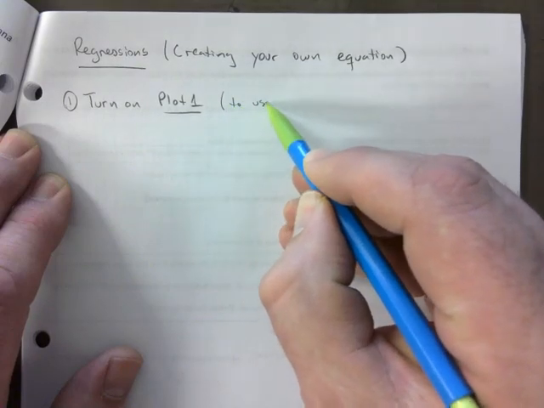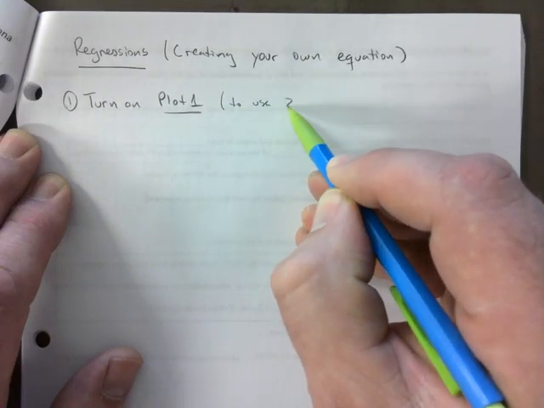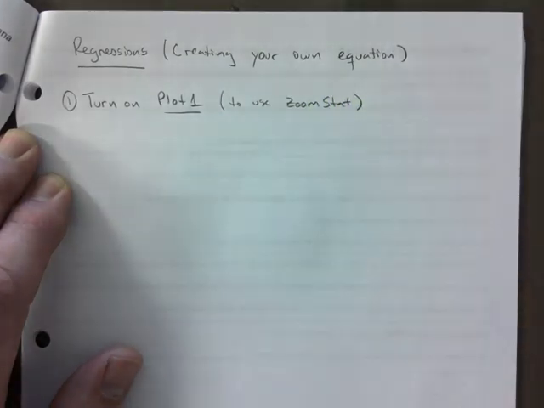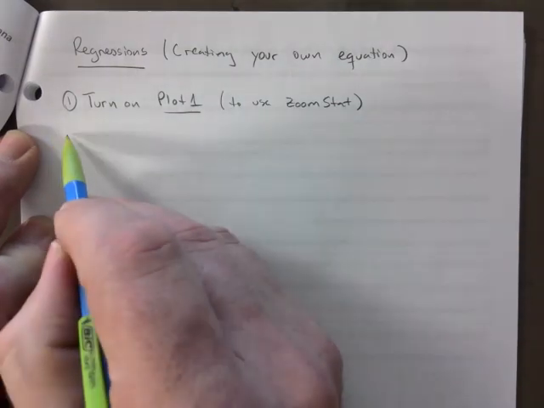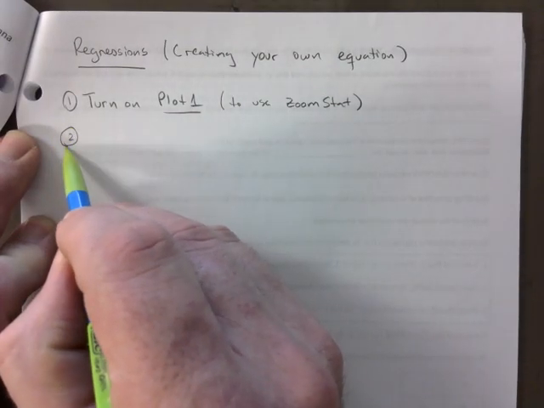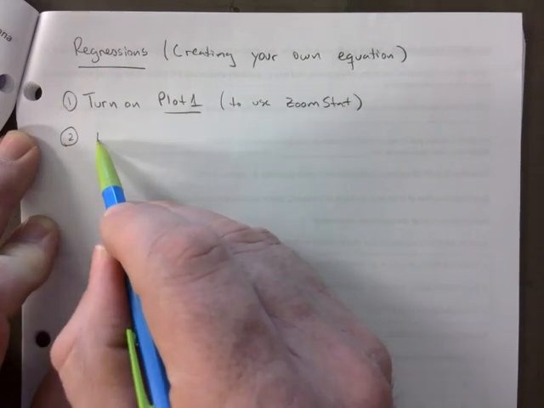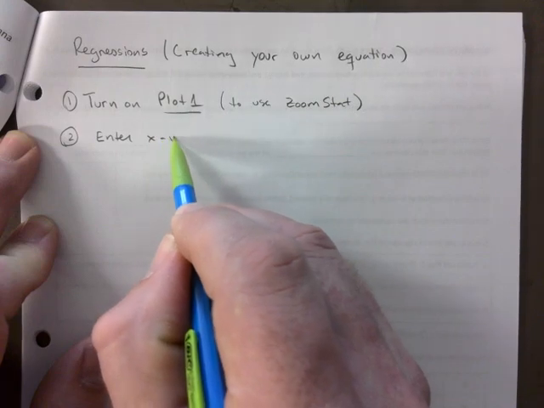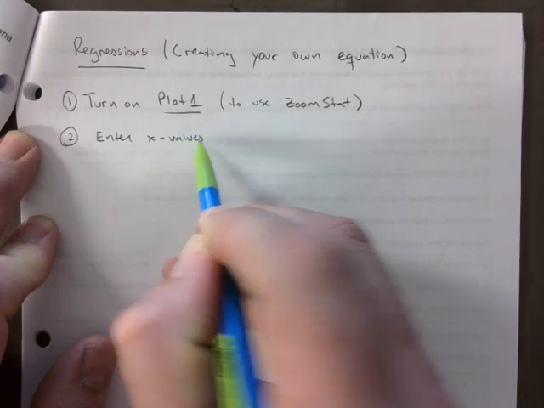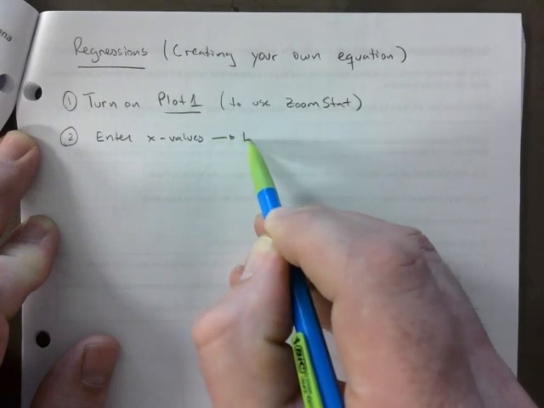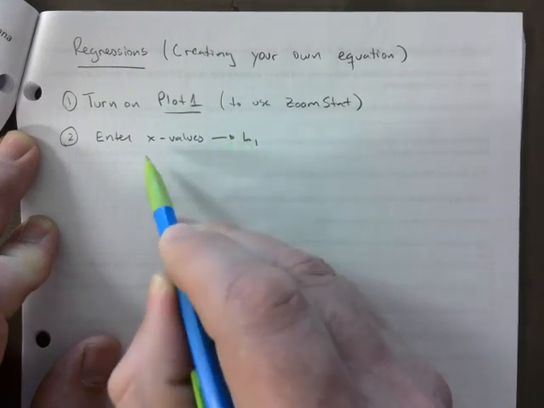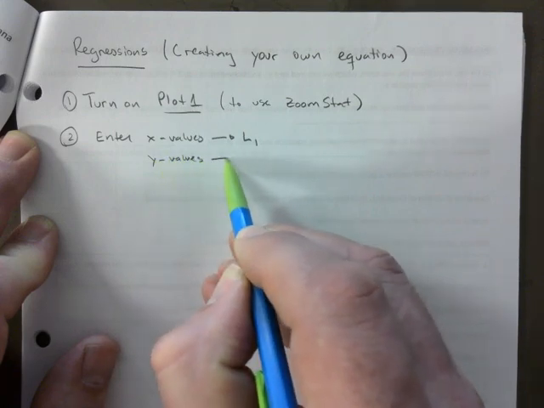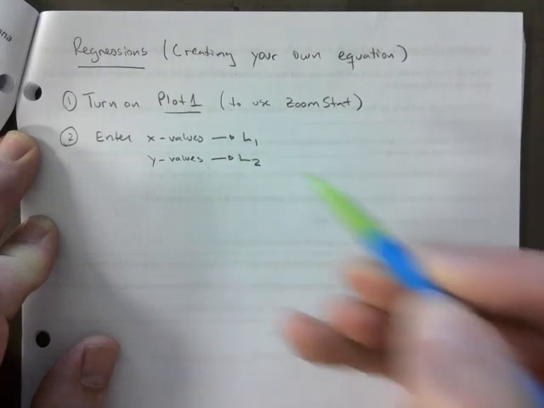This is to use zoom stat. And I know right now it's not going to mean a whole lot to you. Just write it down and then we'll go through it in a bit. Second step is enter x values into L1, y values into L2.